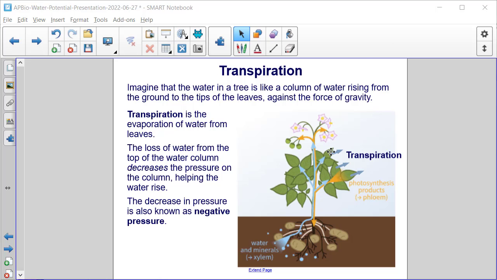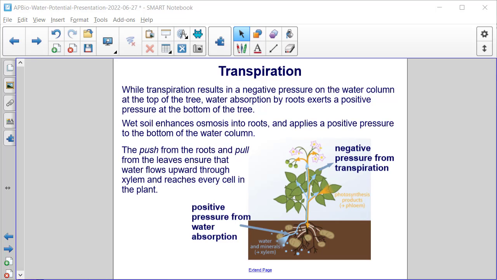So you can see, as water transpires from these leaves, we're decreasing the pressure at the top of this column of water, allowing more water to continue to rise. While transpiration results in a negative pressure on the water column at the top of the tree, water absorption by roots exerts a positive pressure at the bottom of the tree. So we have a negative pressure up at the top from transpiration and a positive pressure down at the bottom from water absorption. Wet soil enhances osmosis into roots and applies a positive pressure to the bottom of the water column. The push from the roots and the pull from the leaves ensure that water flows upward through xylem and reaches every cell in the plant.